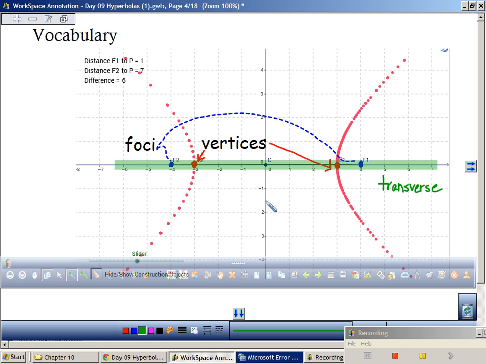What's a transversal? Remember what a transversal is? In geometry, we have two lines and you have a transversal. Why do you think they call it a transversal? Because it goes through both lines.